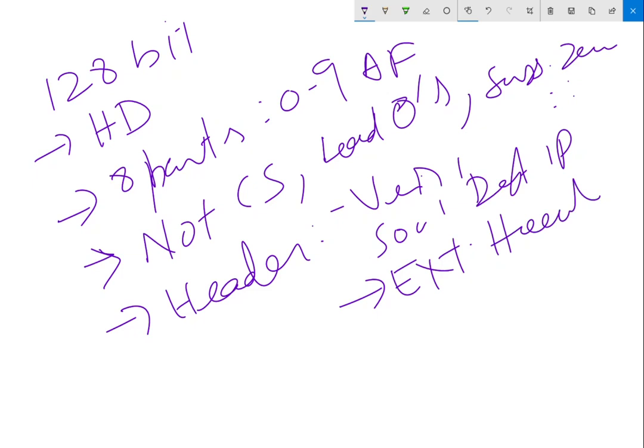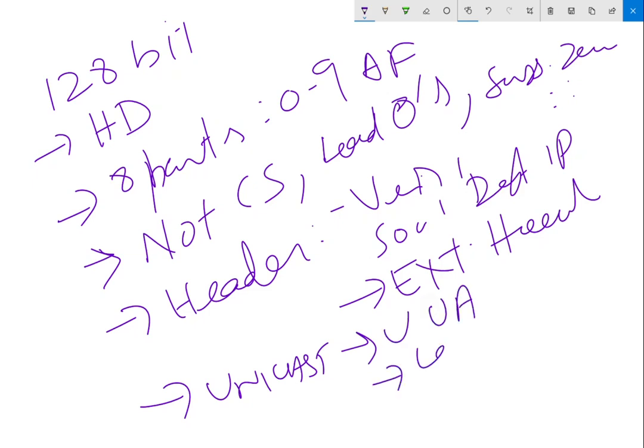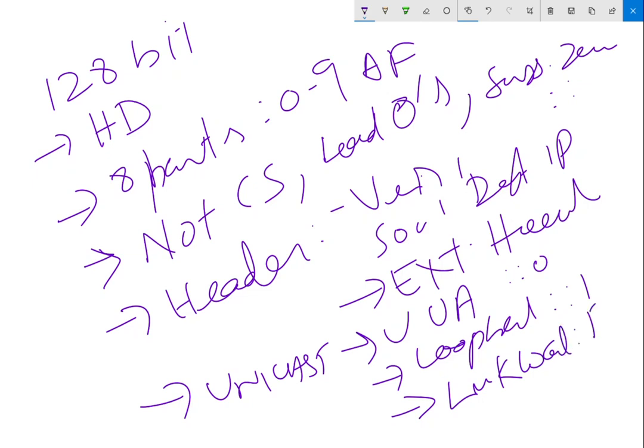Then we were talking about unicast. In unicast you have all zeros, that is an unspecified address, and then you have the loopback address: all zeros with the last bit set to 1 is a loopback. Then you have link local, which is represented by FE80, right? Then you have a global unicast address, which starts from 2000. Then you have multicast, and then you have anycast. You don't have broadcast, you have anycast here. This is about IP addresses.